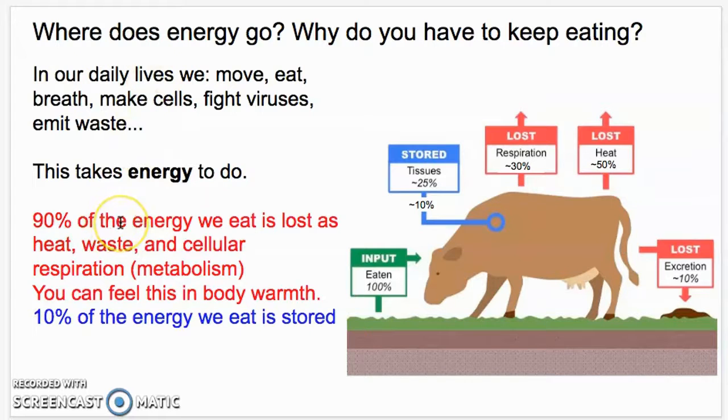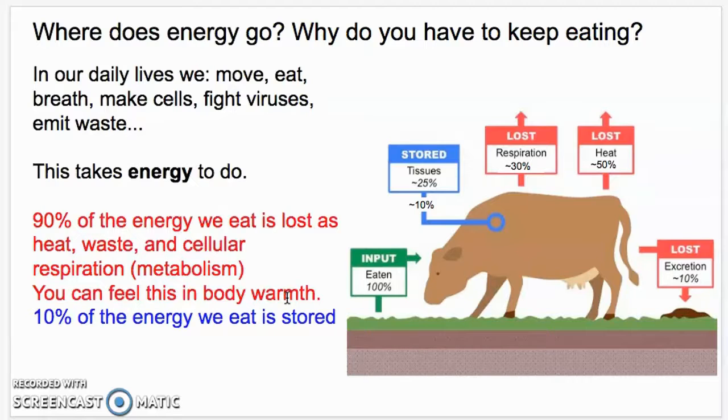90% of the energy that we eat is lost as heat, waste, and cellular respiration or metabolism. And you can feel this in body warmth. If you feel the skin on your body, you can feel the energy that your cells are using up and releasing into the air around you. The only time your body warmth drops substantially is when you die and your cells stop doing those processes.